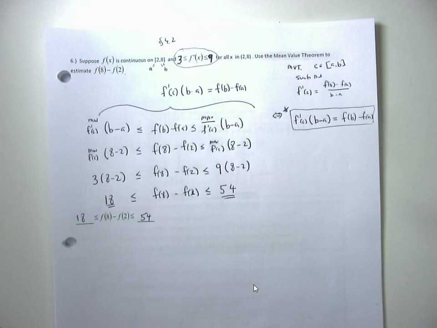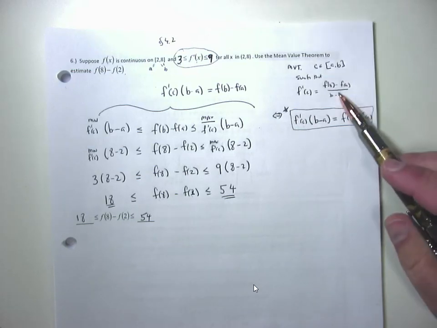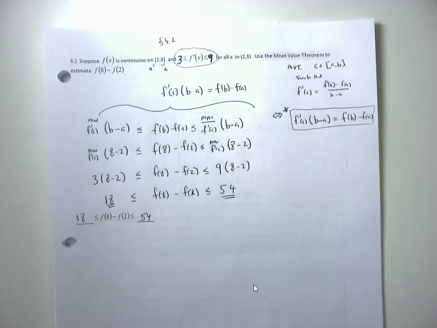And it uses the alternative formula of the mean value theorem, using that mean value slope, where you multiply both sides by b minus a is what it comes to. So this is how you end up doing one of these kind of problems.